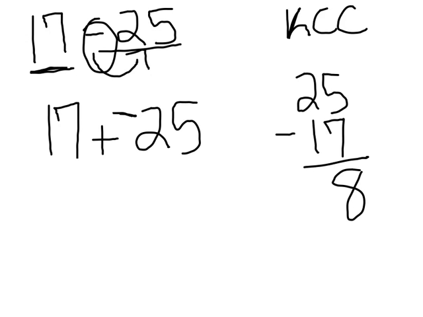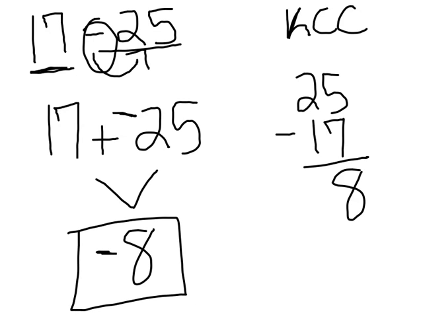Now, again, I'm going to go back and look. Did I have more positives or more negatives? In this case, I had 17 positives and 25 negatives, which means that my final answer is going to be negative 8. And again, this is like saying I have $17.